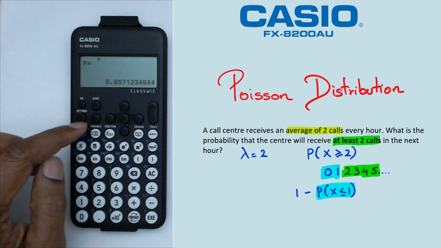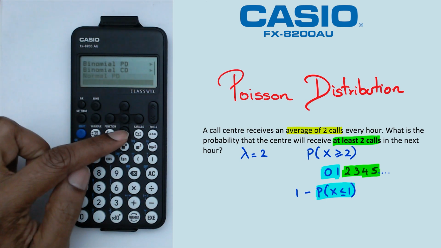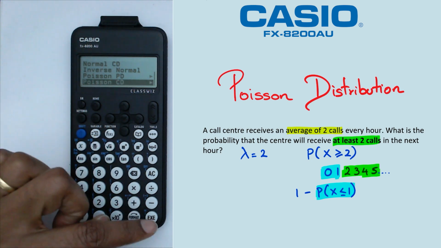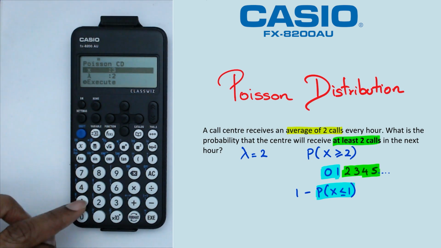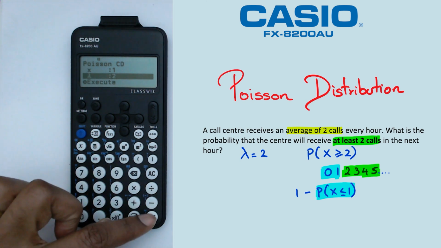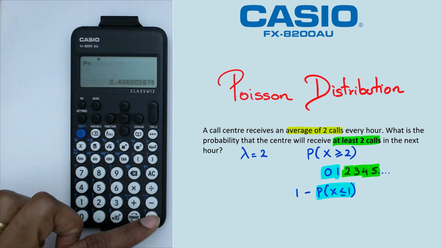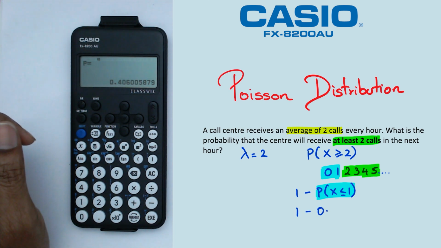So we're going to go back to the calculator and click on home, go into distributions, go down to Poisson CD, and go into variable. We're going to put x as 1 and lambda is going to be 2. And when we click execute here, we're going to get 0.406. So we've got 1 minus 0.406.